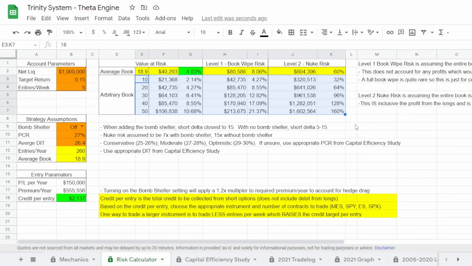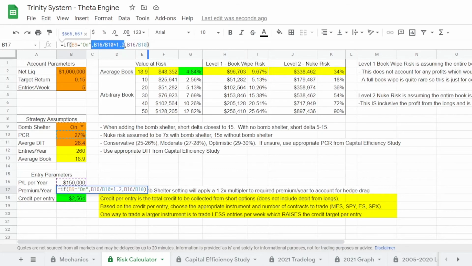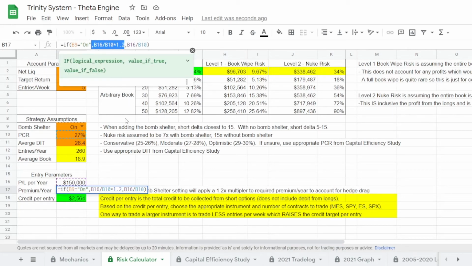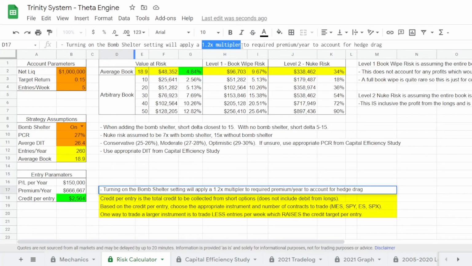So let's turn on the bomb shelter toggle here. And all that's going to do is assume a nuke risk of 7x, but it's also going to automatically increase your credit target by 20%. So you can see in the premium per year formula, which is on B18, it says if B10 is on, or bomb shelter on, basically multiply by 1.2. And this goes back to what I mentioned in the last episode: using the bomb shelter will cost you about 20% of your profit. So you need to leverage up by about 20% to get to the same level of return, right? So this is kind of baked in for you.